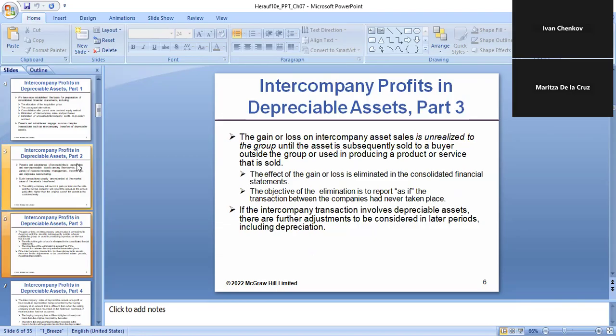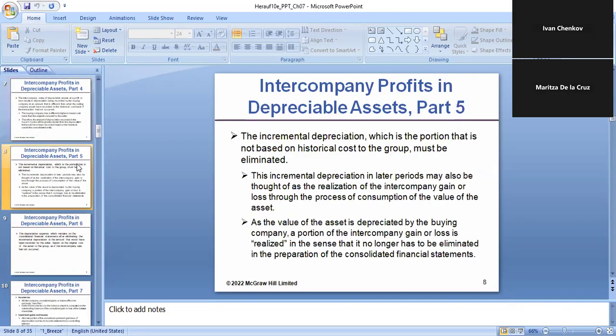Now, the gains and losses on the company assets are unrealized. Why? Because again, we are within the same umbrella, within the same consolidation. Those effects of the gains and losses will be eliminated. The objective of the elimination is to report what we would have if transactions were with third parties or never took place. Let's see the example here.